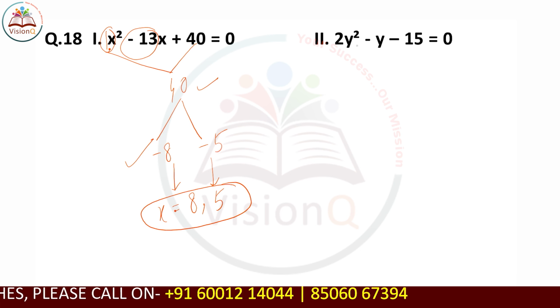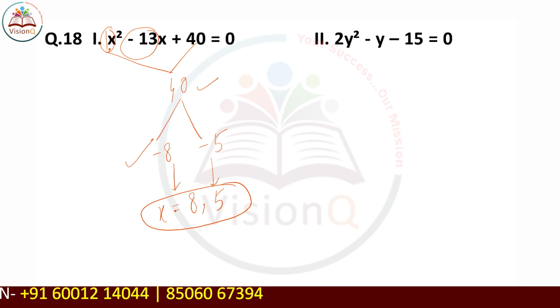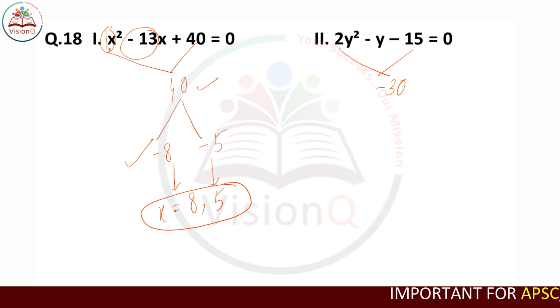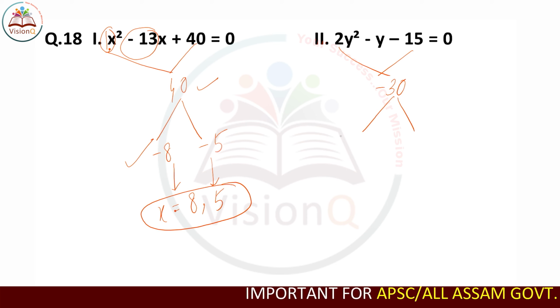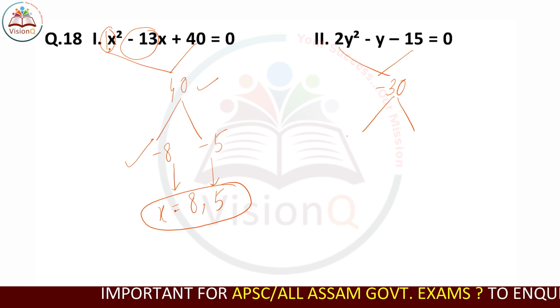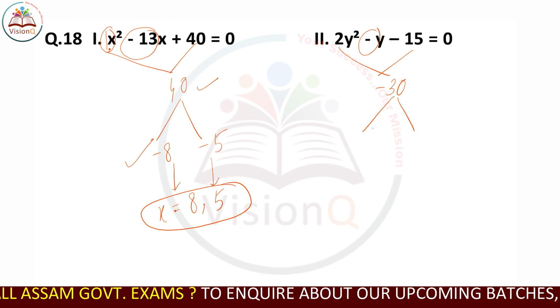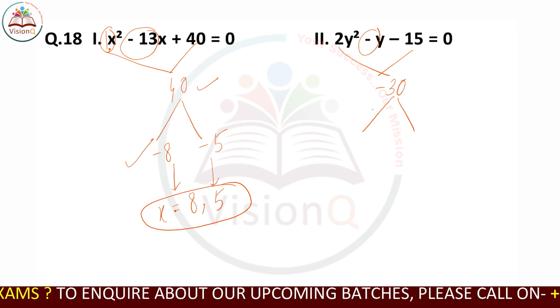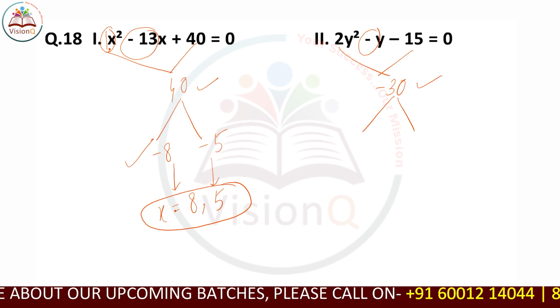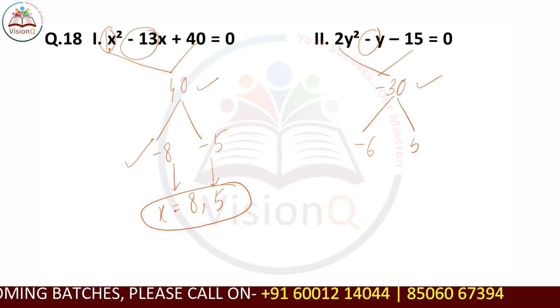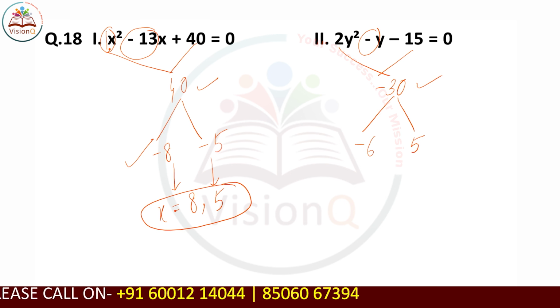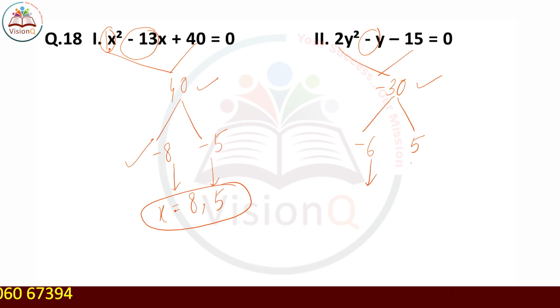So the next equation is given there, 2y square minus y minus 15 is 0. So first multiply a and c. 2 into minus 15 is minus 30. The next step is the most important step. I have to break minus 30 into two numbers in such a way that the sum of these numbers should be b, which is minus 1 here. So the sum should be minus 1, the product should be minus 30. So how to break the numbers? I have to break it as minus 6 and 5. The sum of these numbers is minus 1 and the product of these numbers is minus 30.